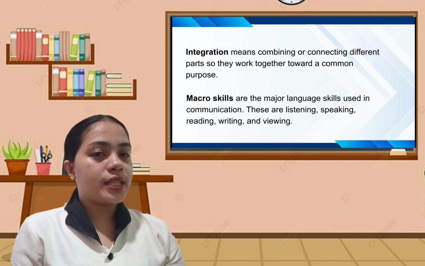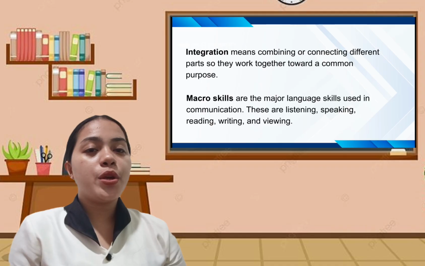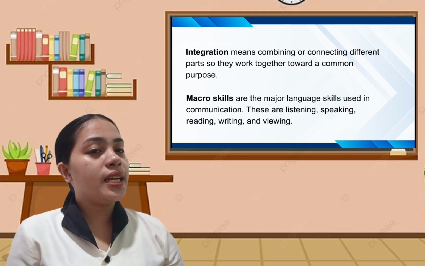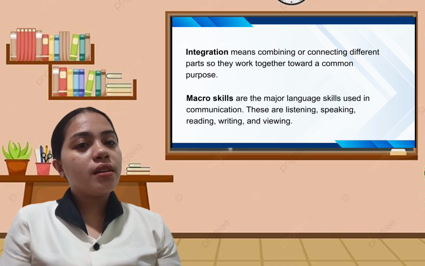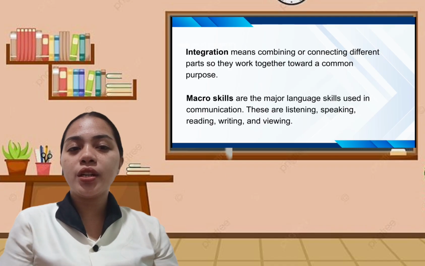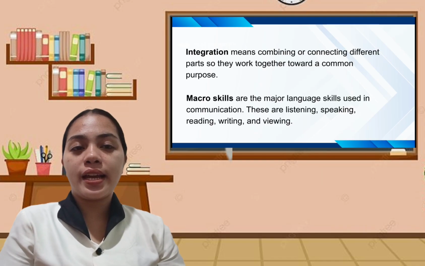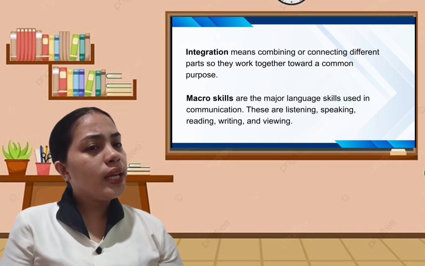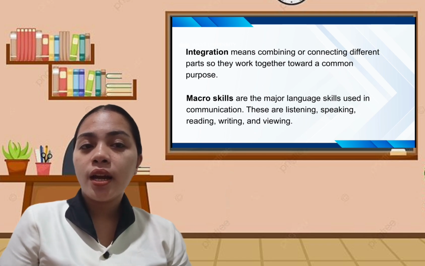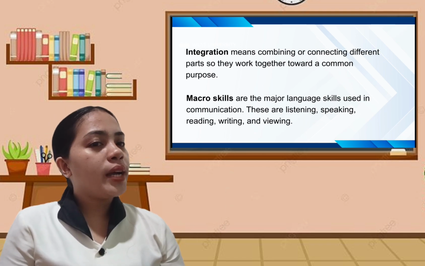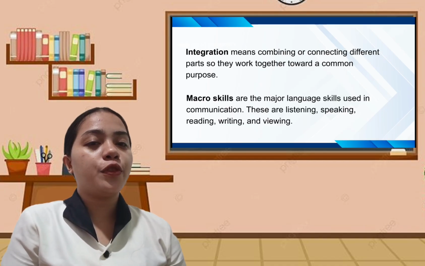Now, what are macro skills? Macro skills are the major language skills used in communication. These are listening, speaking, reading, writing, and viewing. These are called macro skills because they are the major language skills we use when communicating in our everyday lives. For example, we listen when someone talks to us. We speak when we respond, read messages, write our thoughts, and view pictures or images to understand information.